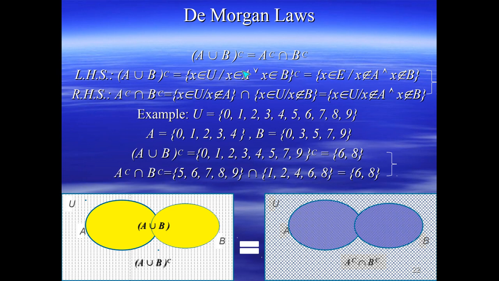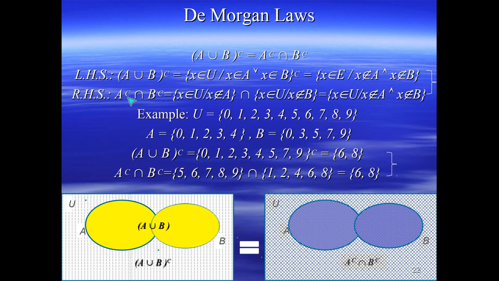But complement means it should not be fulfilled. So x can't be an element of A, nor can it be an element of B. So the complement of x ∈ A or x ∈ B is x ∈ U, the universal set, that is U, such that x is not an element of A and x is not an element of B. This is the open form of (A ∪ B) complement.